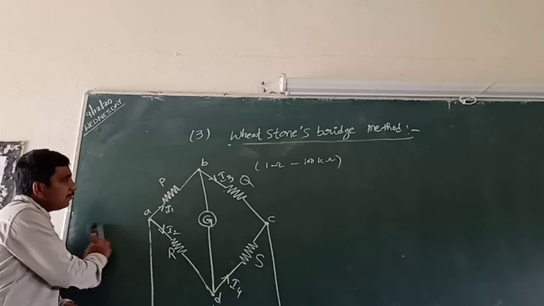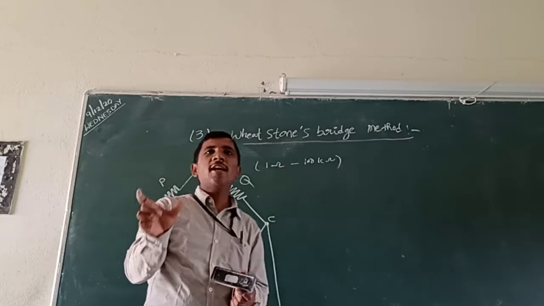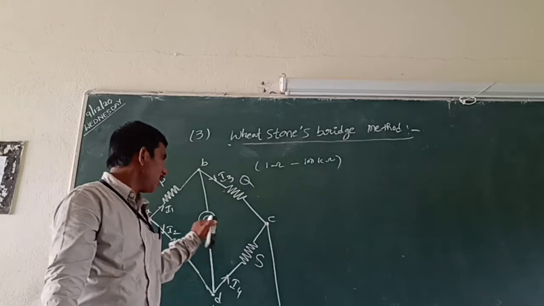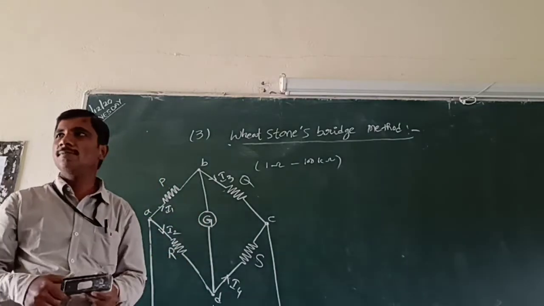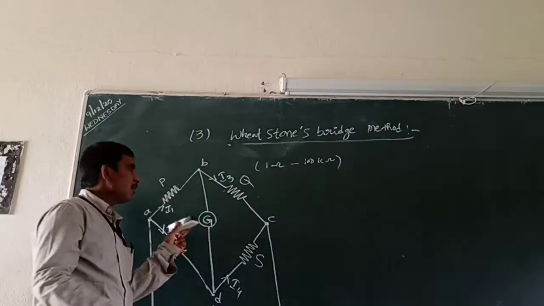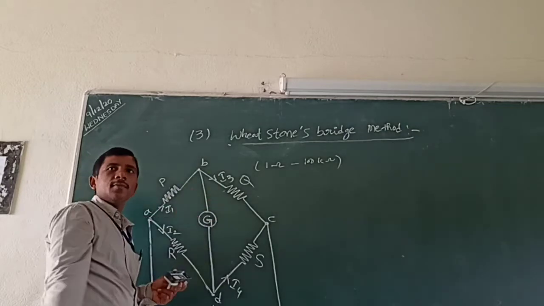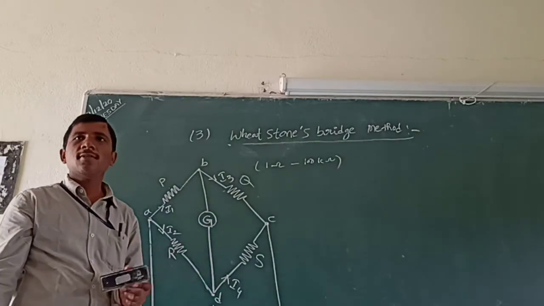Okay, this entire bridge works on the principle of null condition. When null condition is shown by the galvanometer, the bridge is balanced. When the bridge is balanced, it means there is no current in the galvanometer. The bridge is in a condition of balance.